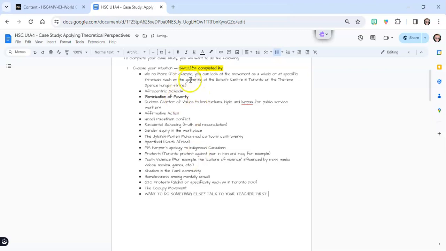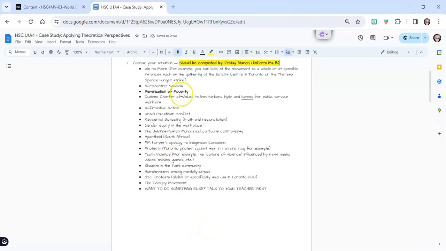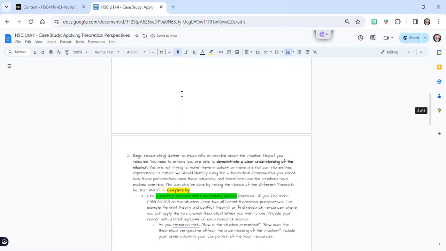So you'll pick one of the topics here. So let's say you're doing the feminization of poverty. You should inform me through email what situation you're writing about. Today is Wednesday the 28th. Let's say by Friday, March 1st, inform Miss Borland. Say Miss B. Okay. Once you've chosen that, you move on to step 2.